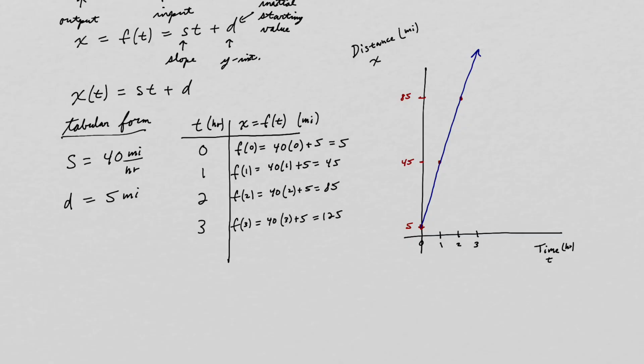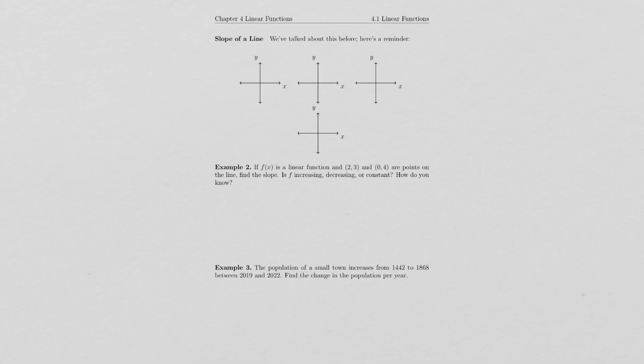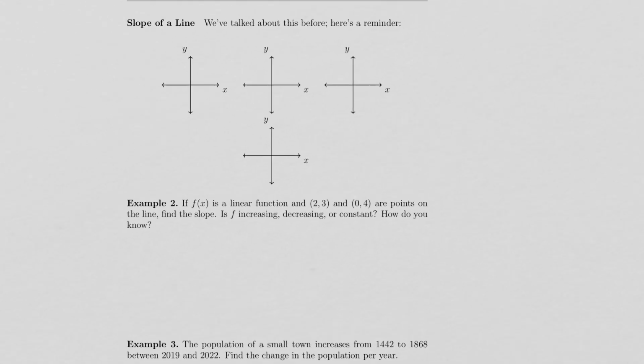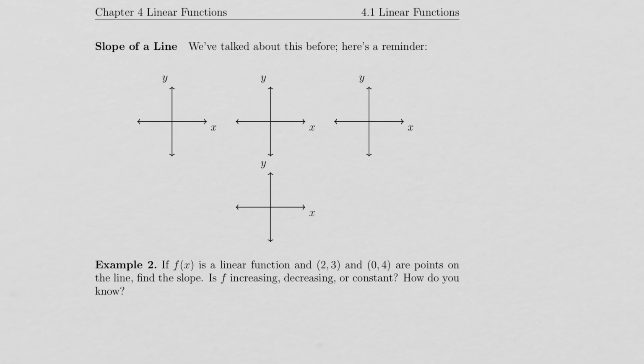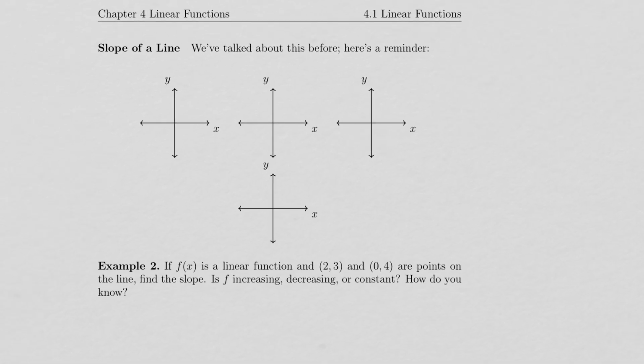Okay, let me remind you about some things that we talked about in chapter 2 about linear equations that will apply for linear functions as well. So remember we talked about the slope of a line, and there are 4 different possibilities in this case. One possibility is the graph looks like this. That would be an example where the slope, since I'm reading from left to right and it's going up, is greater than 0.